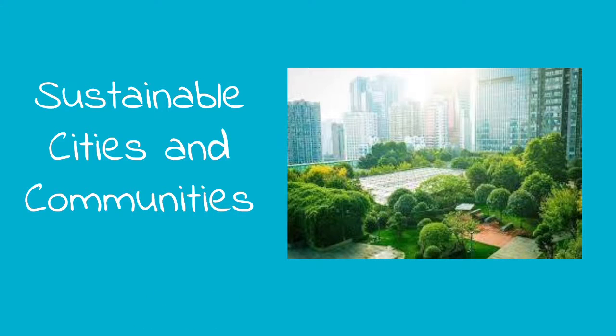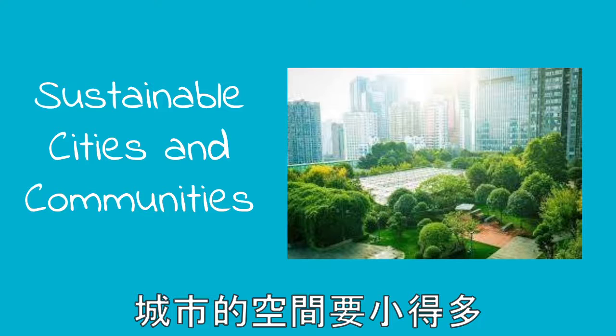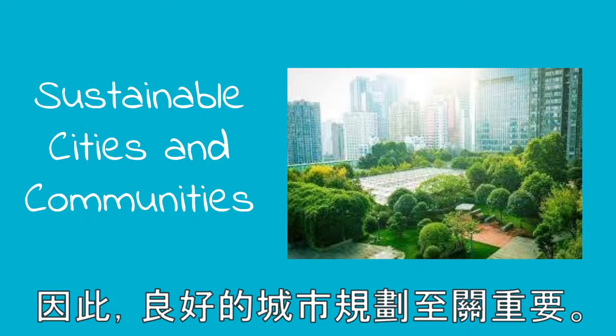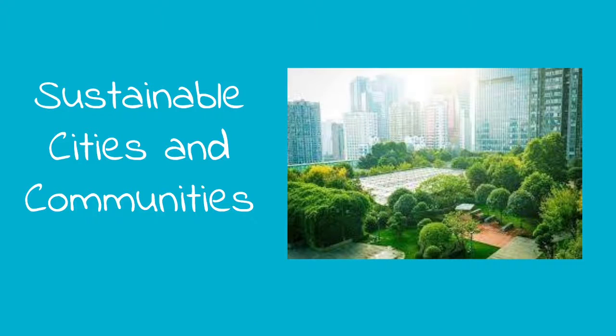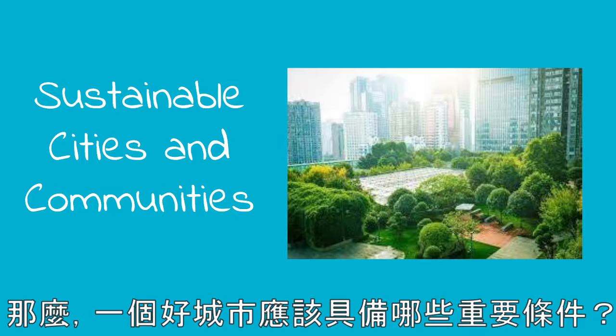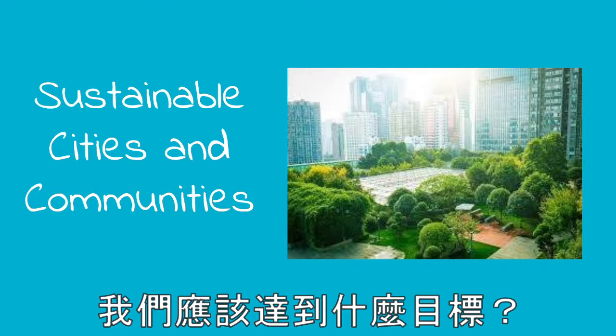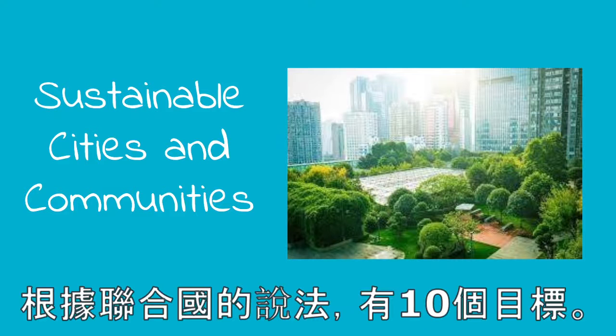Unlike rural areas, cities have a lot less space. People live closer together. Thus, having good city planning is vital. So, what are some important things a good city should have? What targets should we be meeting? According to the UN, there are 10 targets in total.